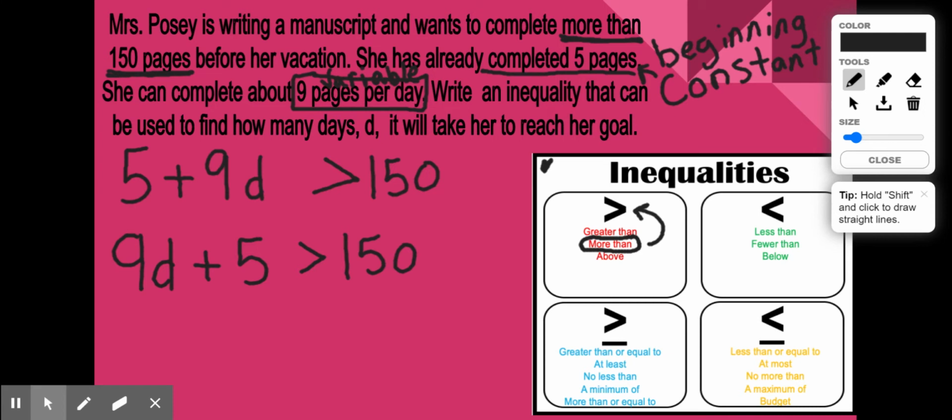Just like equations, we could have put the 150 at the front. But if we switch sides, our inequality symbol must also flip. Remember, our inequalities are kind of like alligators, and the alligator wants to eat the bigger side. So if I flip these around and I put 150 on the left and 5 plus 9D on the right, my alligator is not tricked. He's going to flip around. He does not want to eat the 150. He wants to eat the other side. So he's going to turn around. So just be aware of that.